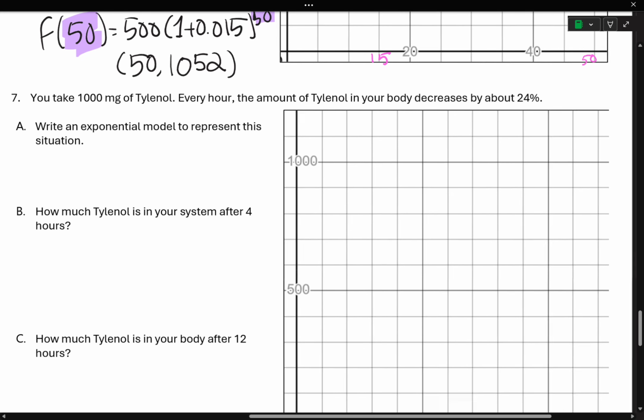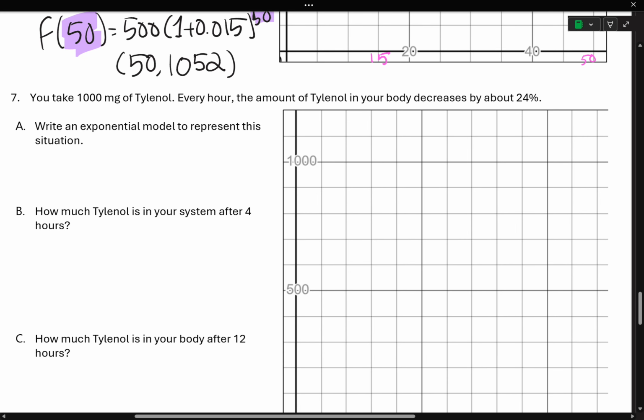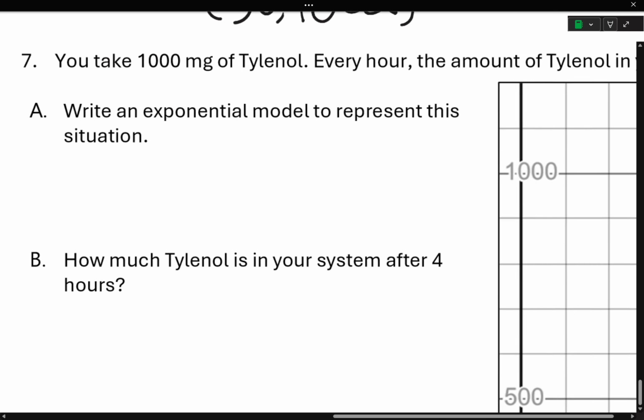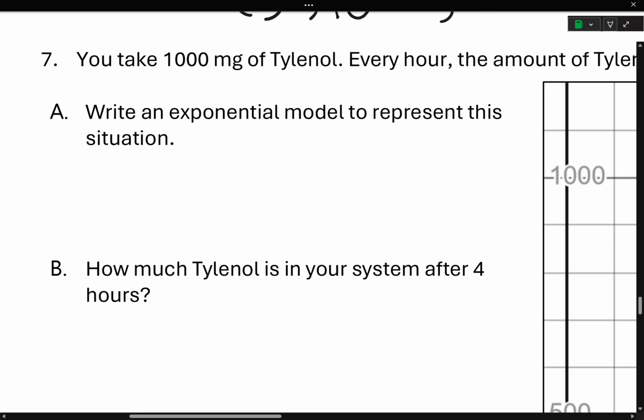You take 1,000 milligrams of Tylenol. Every hour, the amount of Tylenol in your body decreases by 24%. This is very important for doctors and prescribers to know. If you ever took a look at the back of your medicine bottles, like Advil, Tylenol, ibuprofen, Excedrin, it will tell you, take this amount every so many hours. And that is because they used exponential models to see how long it takes for that medicine to dissipate in your body, right? So when would it be safe for you to take more of that medication?